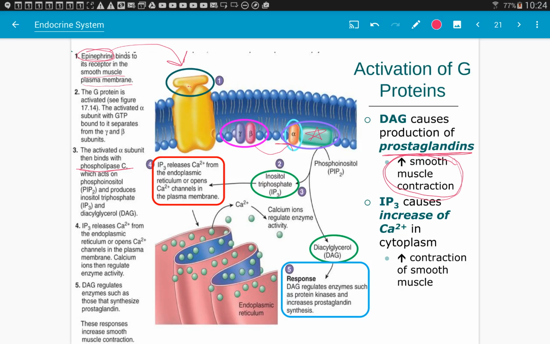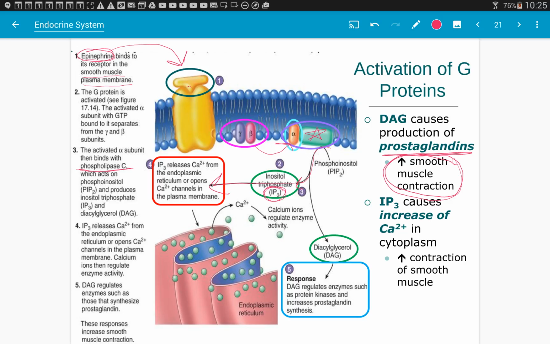And that causes a series, you have two things that can occur. Okay, so that phospholipase and phosphodiinositol, some of these things are not as important as others, leads to conversion of chemicals. So what's the final outcome? Number 4, this molecule here, IP3, inositol triphosphate, causes calcium, so this is the important part, causes calcium ions to be released from the endoplasmic reticulum, or opens calcium channels in the plasma membrane.